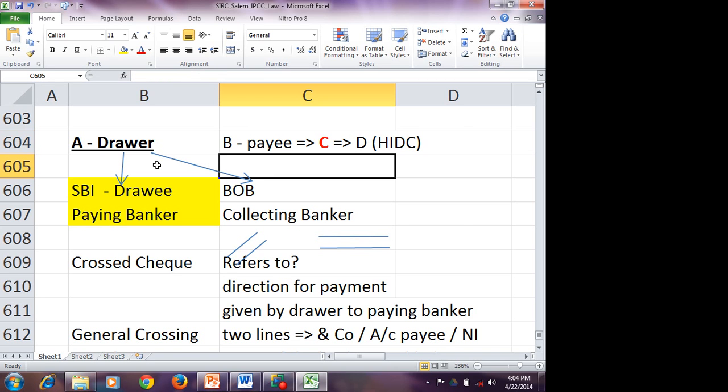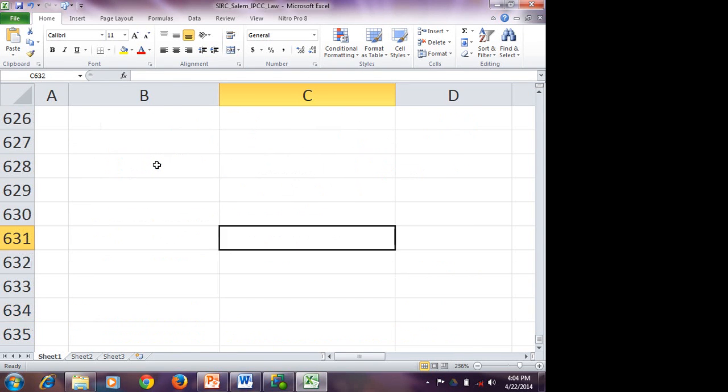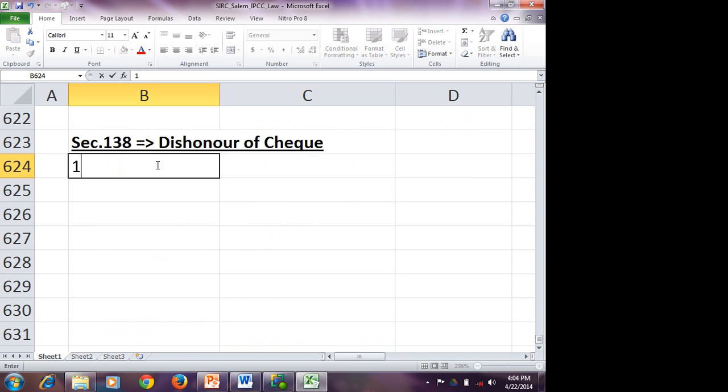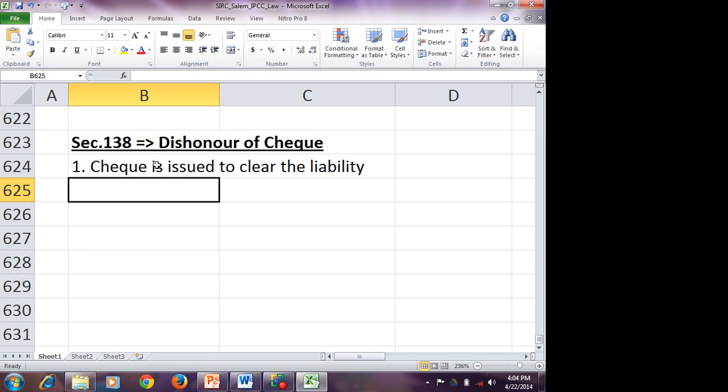So what are the conditions for prosecution action? The first condition is that the check is issued to clear a liability. In case I issue the check as a gift and the check is dishonored, you cannot initiate a 138 action against me. It must be issued to clear the liability, either full or part liability.